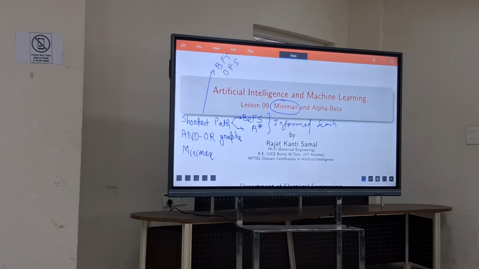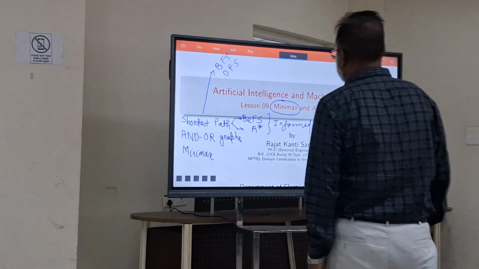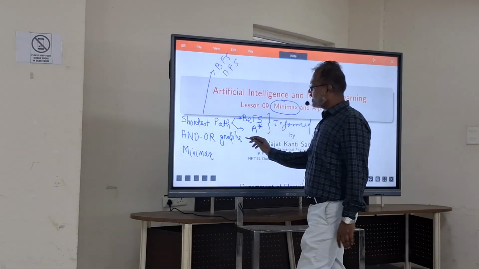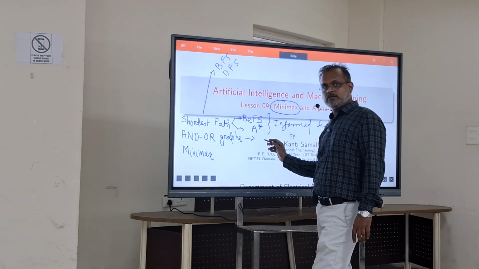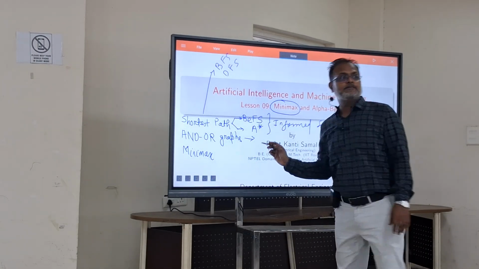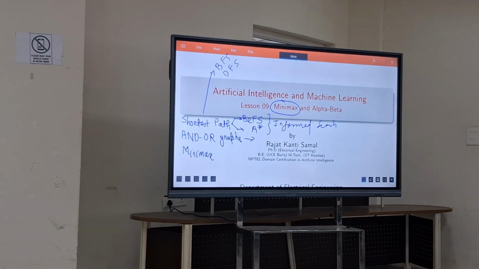So what is the problem with hill climbing? It gets stuck in the local minimum. It cannot explore beyond that. So therefore, we started with best first search, and an improved version of best first search is A star algorithm. A star. Now the other kind of problem is AND or graphs. So what kind of algorithm we have used for solving this AND or graph? A star. Okay. So the algorithm for AND or graph is A star, right?